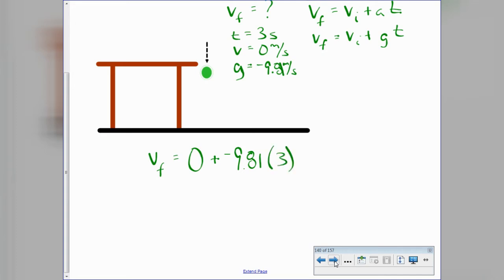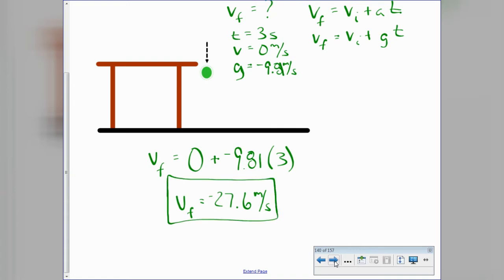Okay, so basically this problem just boils down to negative 9.81 times 3, which ends up being negative 27.6 meters per second. Okay, and it's negative only because of the direction, it's going down. Again, the negative means the direction. It's moving in the negative direction, so that is indicating down.